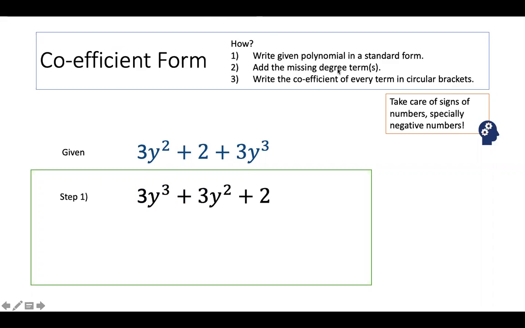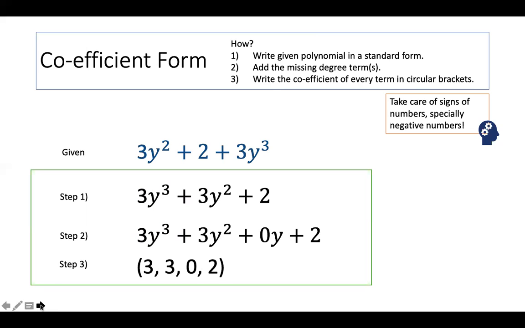Now we are going to add the missing degree terms. In a similar way, we are going to write 0y. It is the same example as the last slide. And there's a third step to write the coefficient form. Now, as you have found out the index form, you are going to write the coefficient of every term in circular brackets, like this. You know that this particular is a coefficient and this is a variable, right? So y is a variable and 3 is a coefficient.